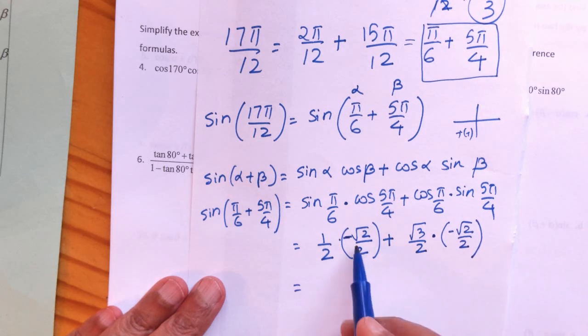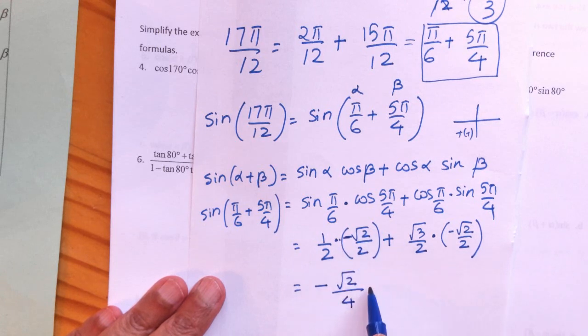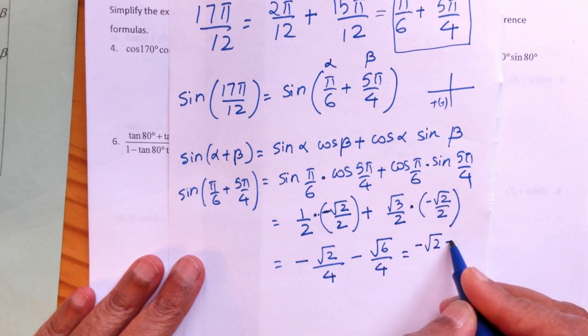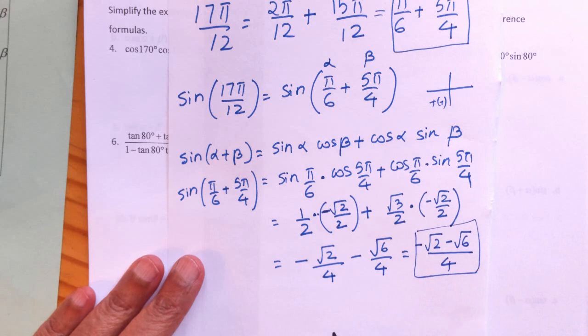And then you just continue to simplify. How do you multiply fractions? Top to top, bottom to bottom. Negative square root of 2 over 4. Again negative square root of 6 over 4. And this can be written as negative square root of 2 minus square root of 6 over 4. This is an acceptable answer.